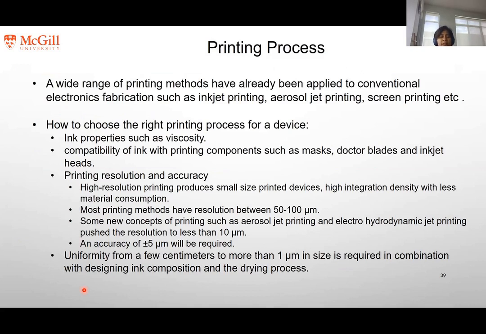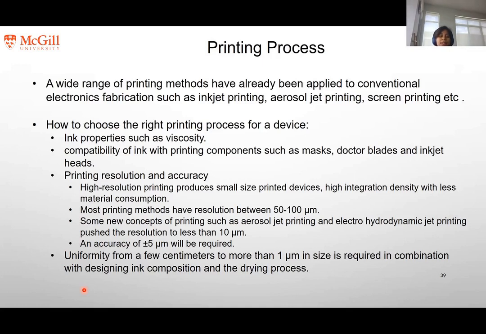If we already have an ink, we look at the viscosity of the ink. If these are low viscosity inks, then we have to go with a printing process that supports low viscosity. If it's high, then we go with something like screen printing. Another thing we need to look at is how the ink is compatible with printing components. Depending on what printing process is used, some have doctor blades, some have inkjet inks. So how compatible the ink is with all these components.